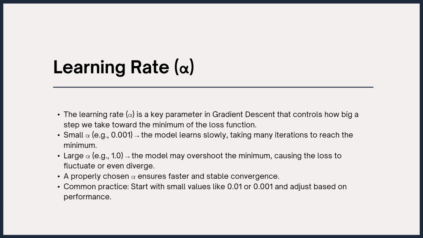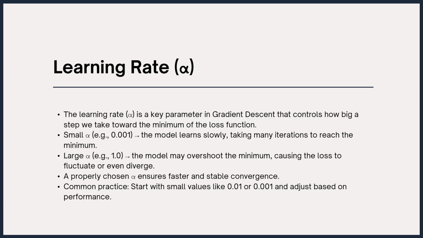The learning rate alpha decides how big a step we take in each update. A small alpha like 0.001 means the model learns slowly and takes many iterations to reach the minimum. A large alpha like 1.0 may cause the model to overshoot, causing the loss to fluctuate or even diverge. A properly chosen alpha ensures faster and stable convergence.